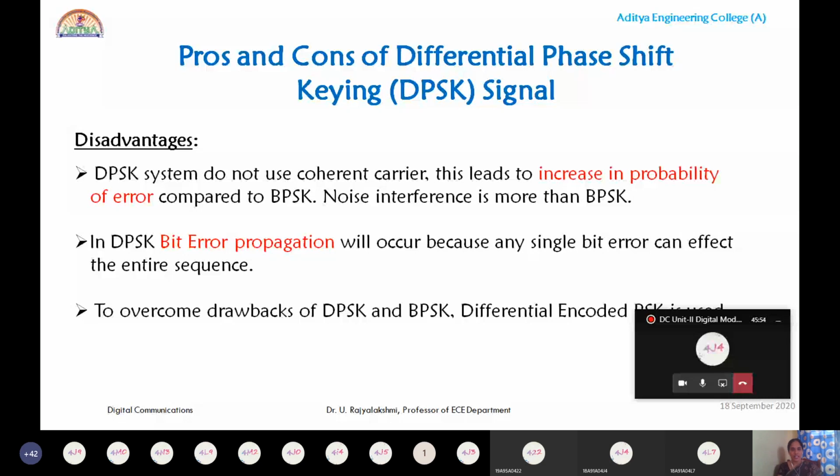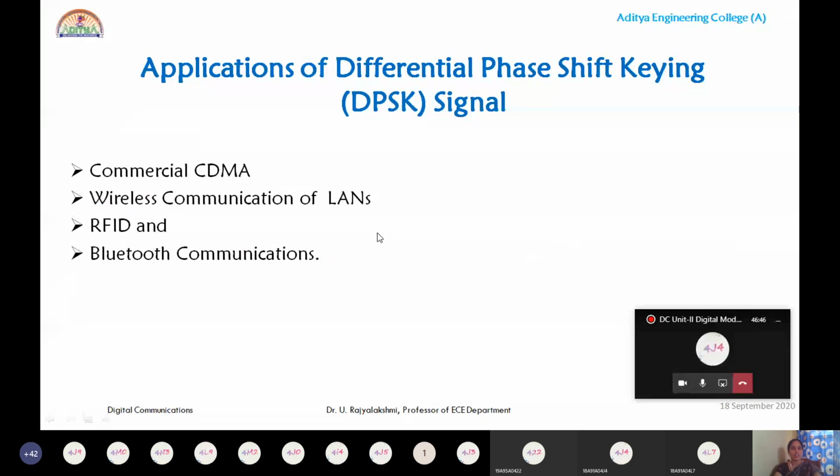Any single bit error in the received sequence, for example, due to noise present in the channel, if a zero is received as 1, what will happen during comparison? The bit errors get propagated throughout the entire sequence. So what is the main drawback of DPSK? In DPSK, the bit error gets propagated to the entire sequence. Any single bit error in the received signal will disturb the entire sequence. So bit error propagation will occur.